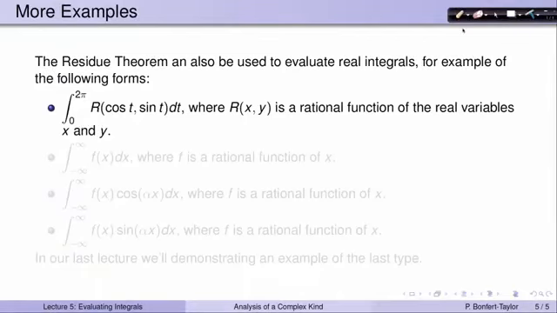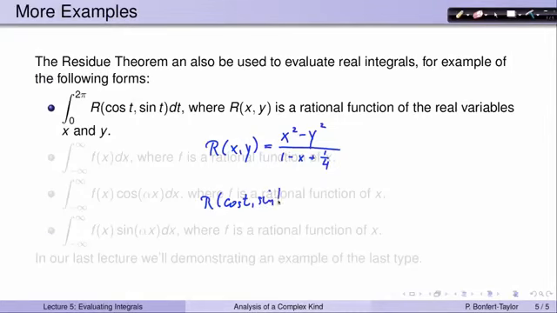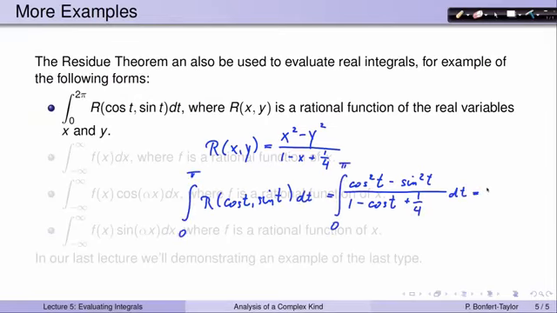An integral of a rational function of cosine t and sine t. You see a rational function R of x and y, where both numerator and denominator are polynomials in x and y. When I replace x and y by cosine t and sine t, I find that R of cosine t and sine t equals cosine squared t minus sine squared t over 1 minus cosine t plus 1/4, and we can actually find this integral using the residue theorem. And it turns out this integral equals pi over 3.